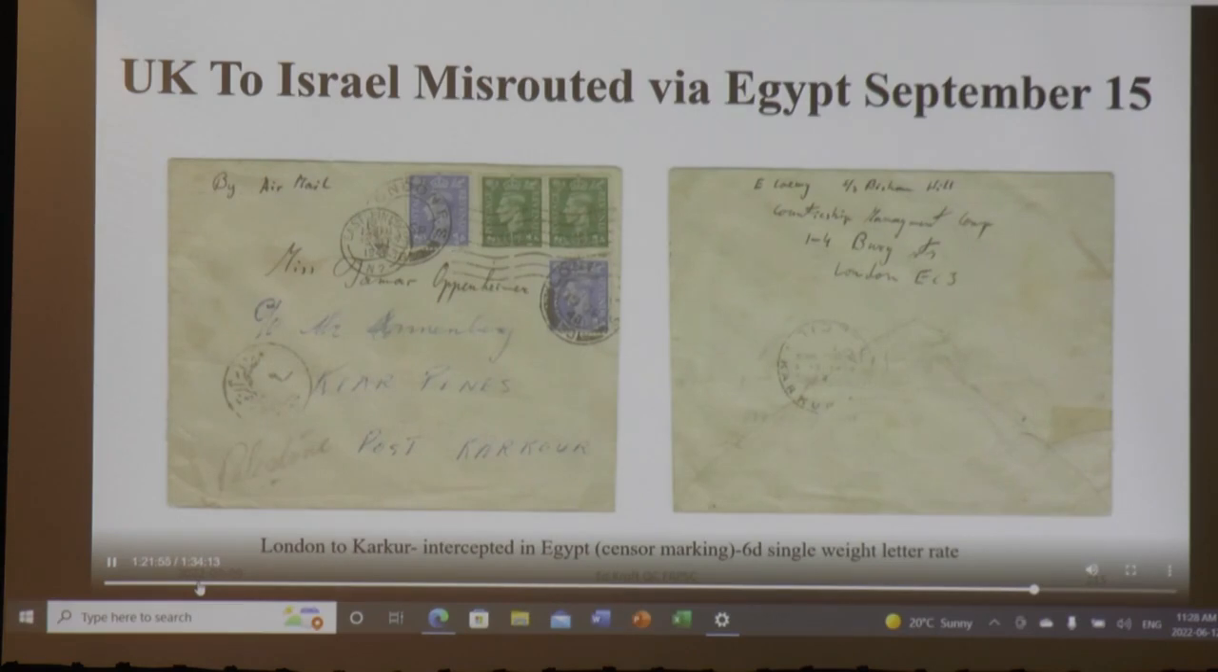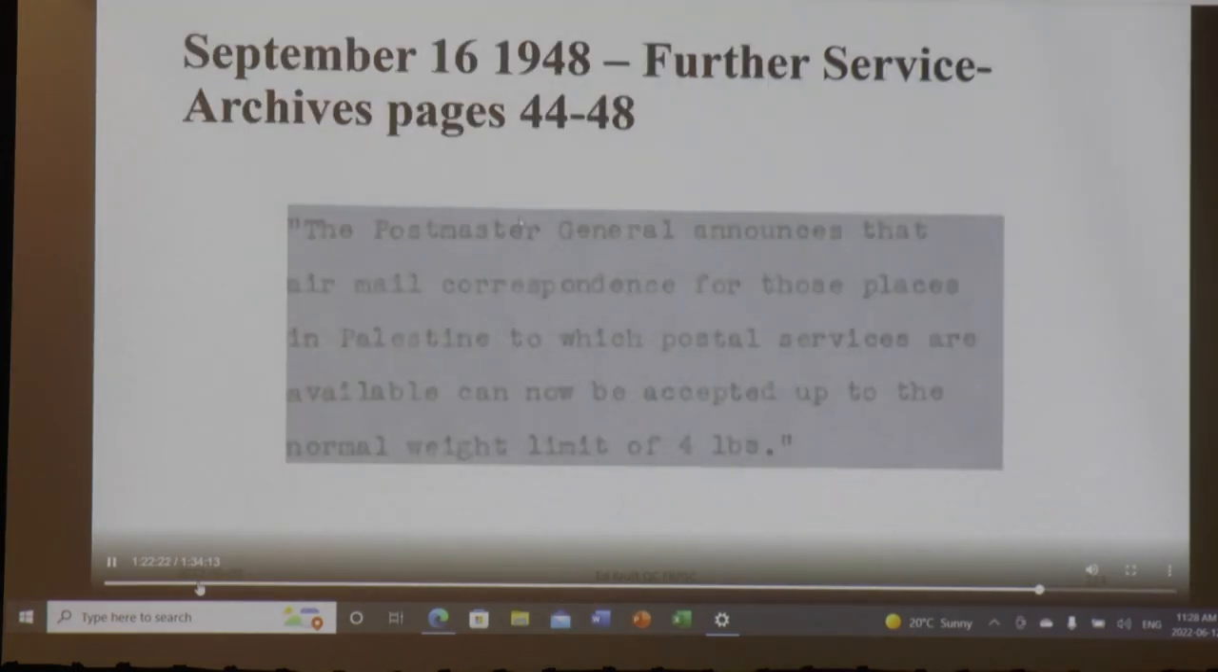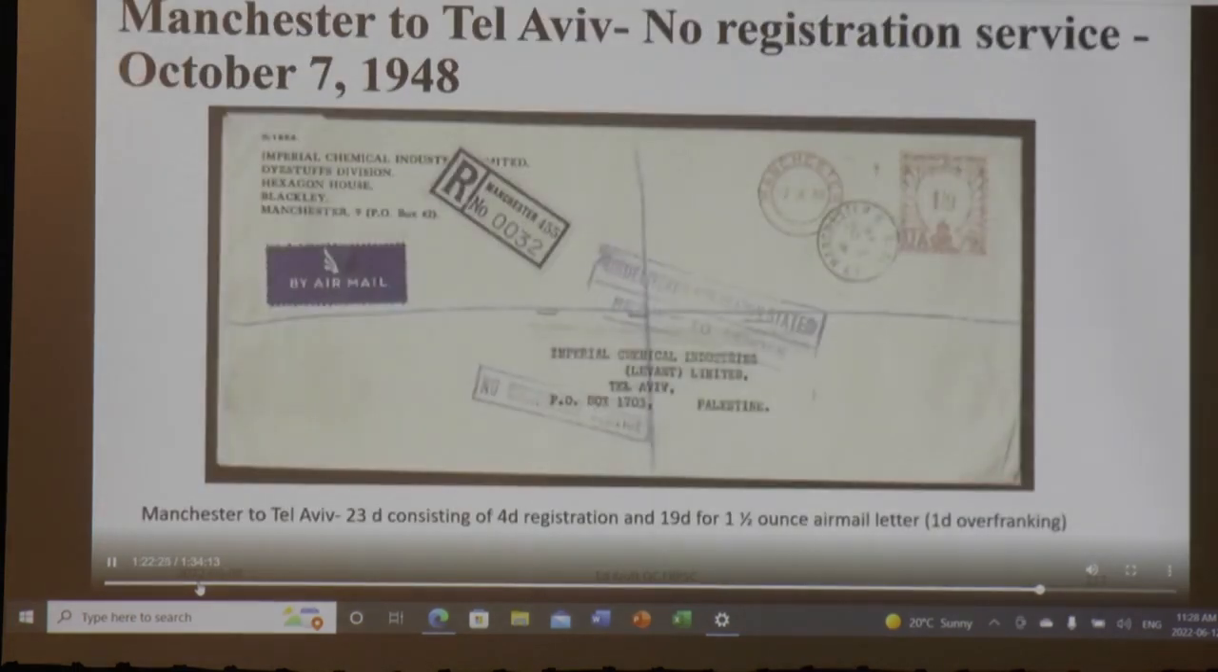And here's an example of something that happened not on an infrequent basis. Here's a letter going from England to Israel, but it gets intercepted in Egypt. There's an Egyptian censor marking, and it ultimately ends up in Palestine or in Israel months later. It was sent in September, it gets there in October, but it was first seized by the Egyptians at the time. So more and more services occurring.